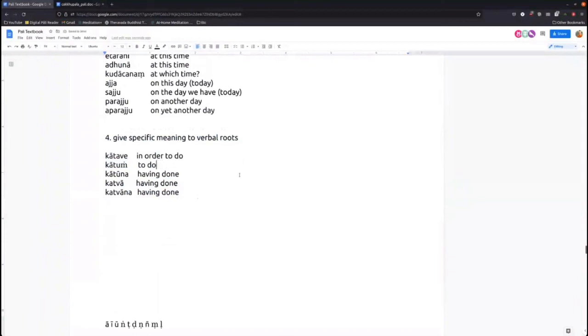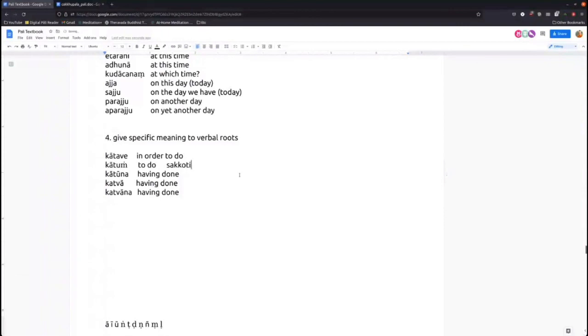It's the infinitive. So we often will say things like karoti. What does karoti mean? It doesn't mean to do. Karoti means he does. He, she, or it does. Or let's say she does. Well, if you want to say to do, it's kattum. That's the infinitive form. When do you use the infinitive? You use it most often with verbs relating to ability.